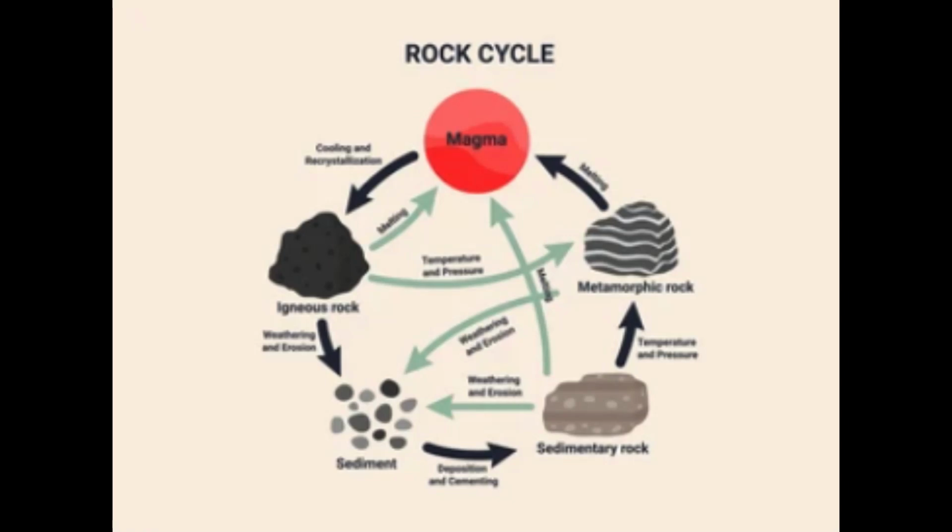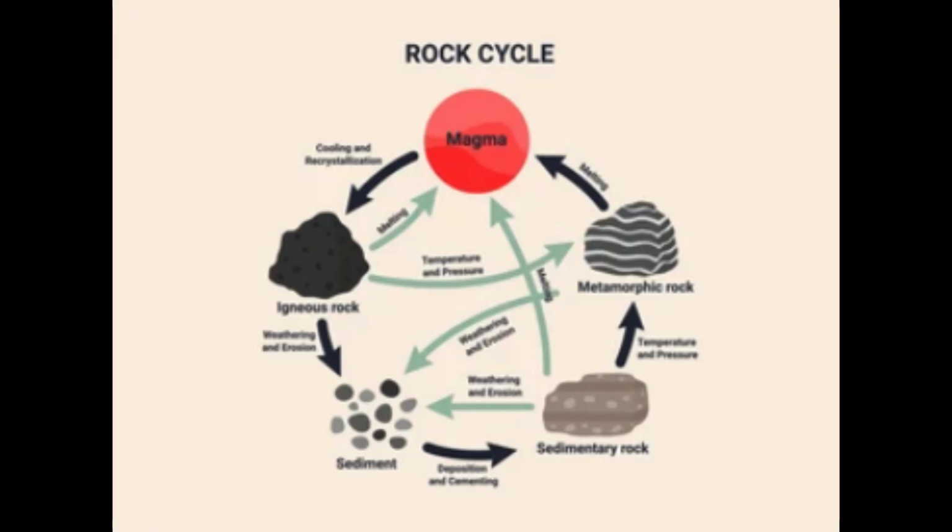Erosion. This is the process by which weathered rock and sediment are transported by natural agents such as wind, water, and ice to new locations. Deposition. This is the process by which eroded rock and sediment are deposited in new locations, such as in river deltas or on ocean floors. Compaction. This is the process by which sediments are compacted together by the weight of overlying sediments or by the weight of water.